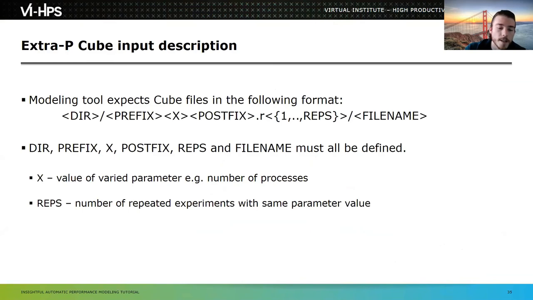So let's take a look at how we can model sets of cube experiments from Score-P. Basically, the modeling tool expects cube files to follow a certain format. Like I already said before, usually we have some directory name and a prefix. The prefix could be your application name. Then we have a postfix, which is constructed of the parameter and its value. In case we have several parameters, we would have not just x and then the value here, but maybe y and another value, etc. And then always these are dot separated, and we have the number of repetitions as well.